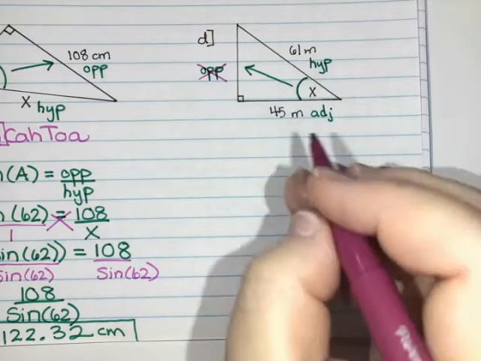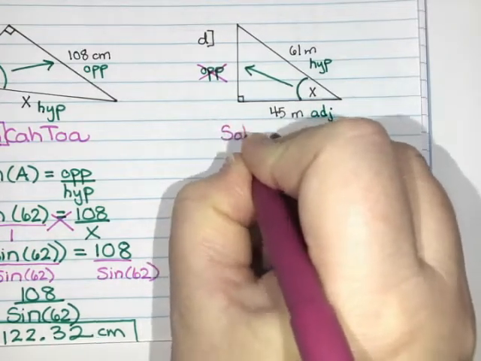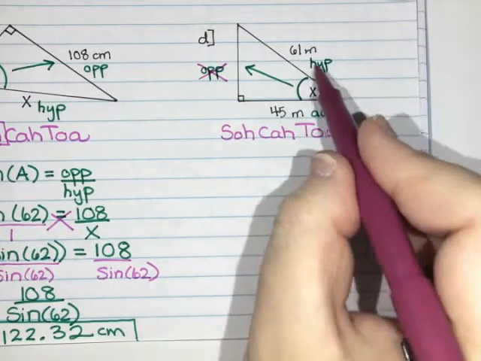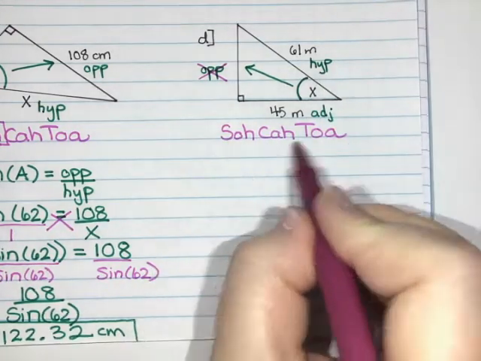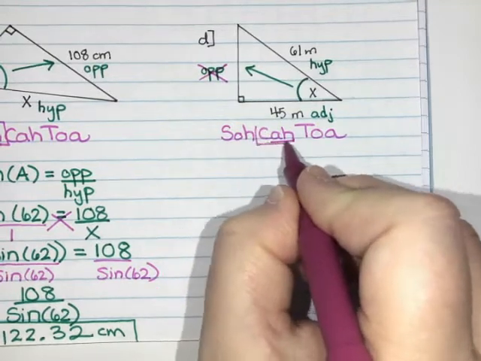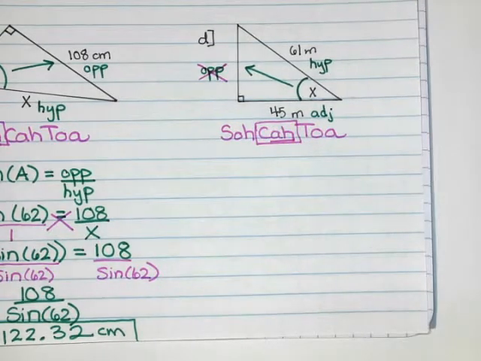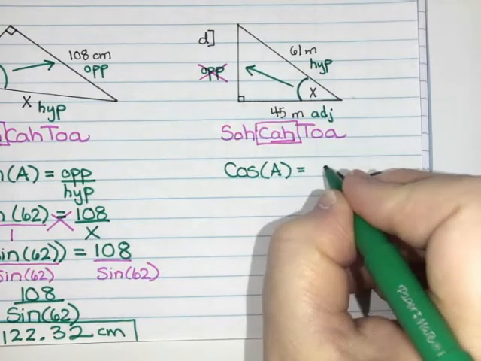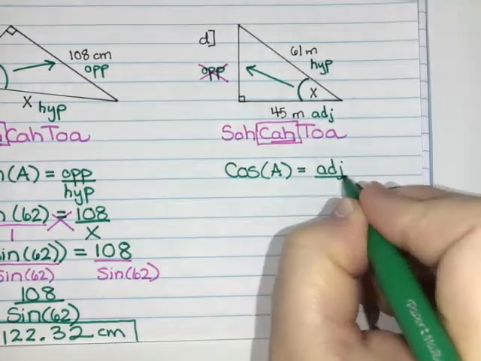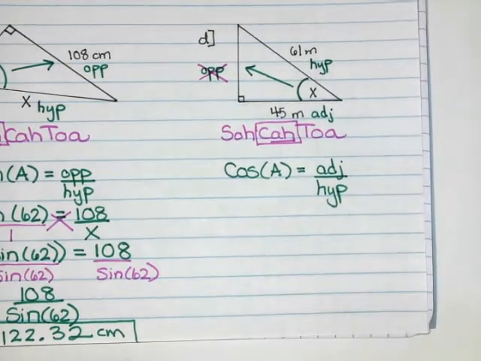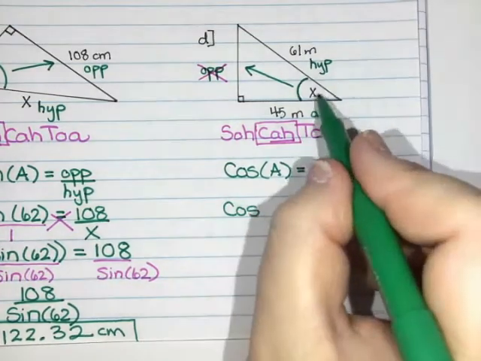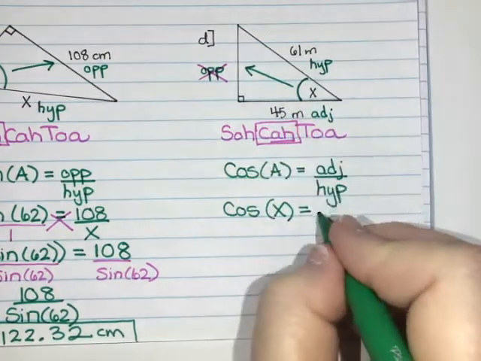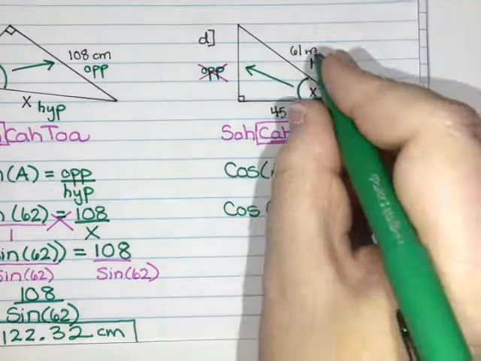To help me figure out a ratio, I like to use the word SOHCAHTOA. So I have H and A. I'm looking for one of these that has an H and an A, which would be our cosine ratio. So I'm going to do cosine of angle A is A adjacent over H hypotenuse. So cosine of, I don't actually know the angle this time, it's just an x. So cosine of x is adjacent 45 over hypotenuse 61.